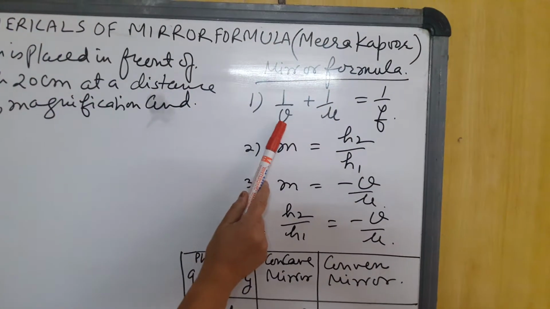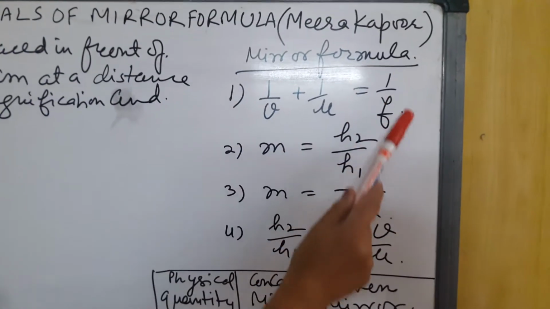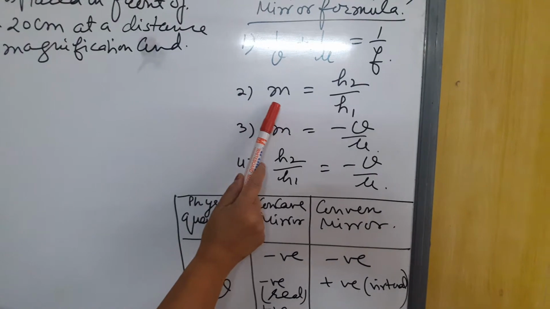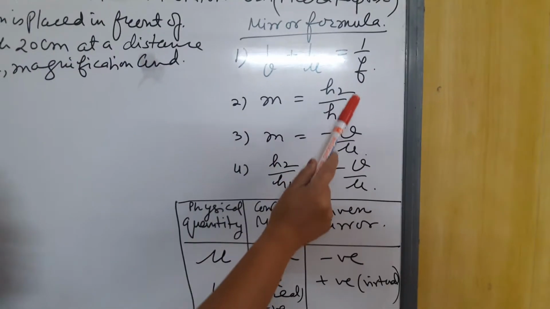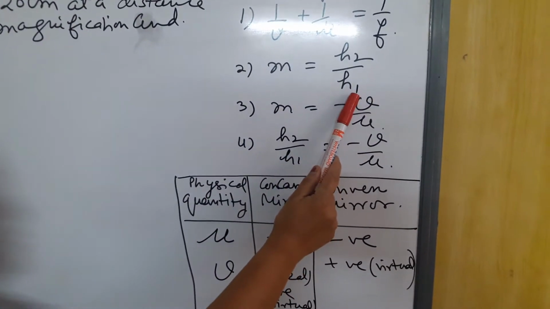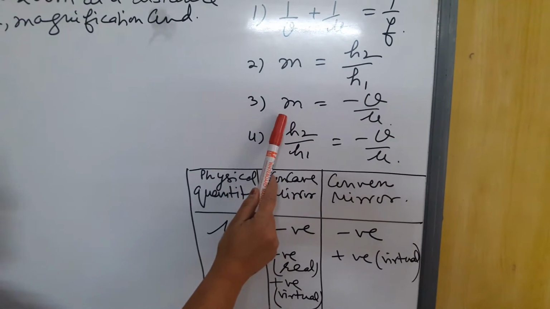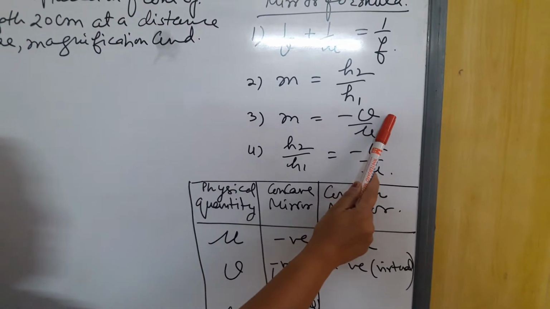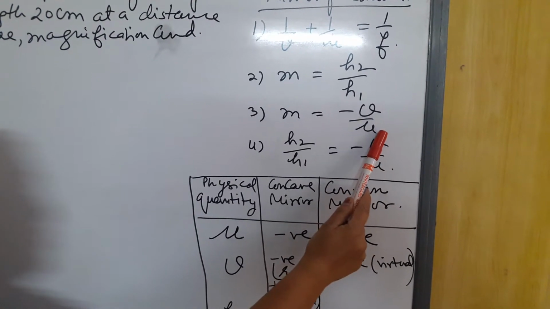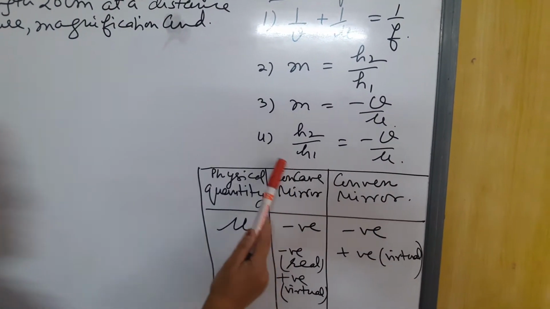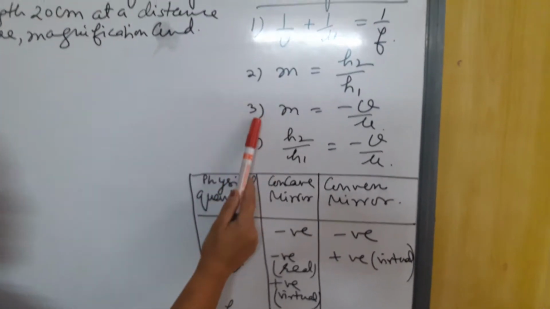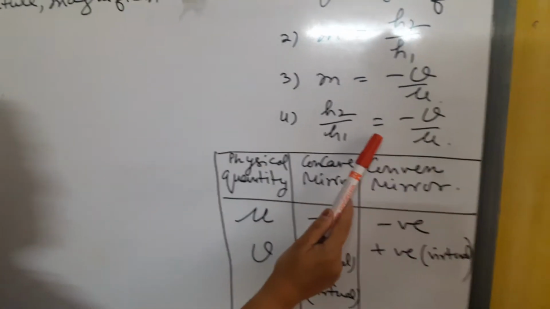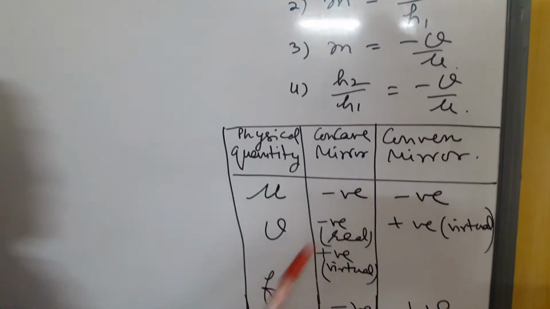Mirror formula is 1 upon v plus 1 upon u is equal to 1 by f. We did magnification also. Magnification is equal to height of image upon height of object. Another formula to calculate magnification is image distance upon object distance with minus sign, and this is the fourth formula. When we combine second and third, we get h2 upon h1 is equal to minus v upon u.